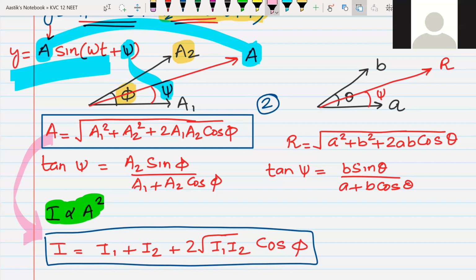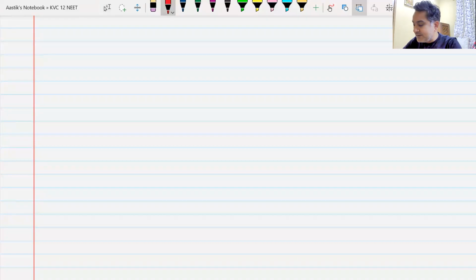This was all about superposition. We have landed up with some formulae, and we will be using these formulae in the lecture that is coming up. But before going any further, let me introduce the next concept. The next concept is known as coherent sources.